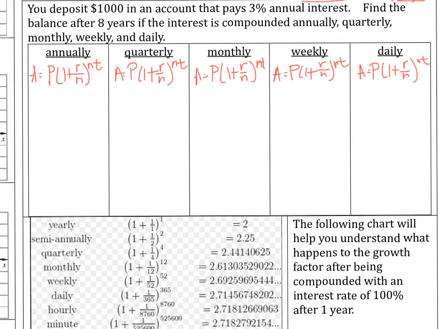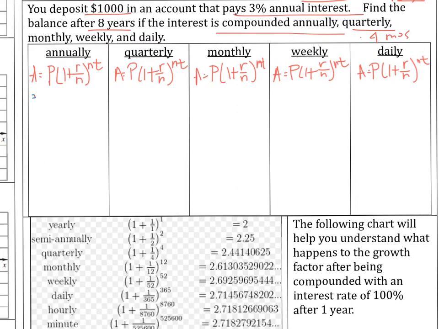Now I'm going to show you how to use the compound interest formula. You deposit $1,000 in an account that pays 3% annual interest. Find the balance after 8 years if the interest is compounded annually, meaning every year, quarterly, every 4 months, monthly, weekly, and daily.